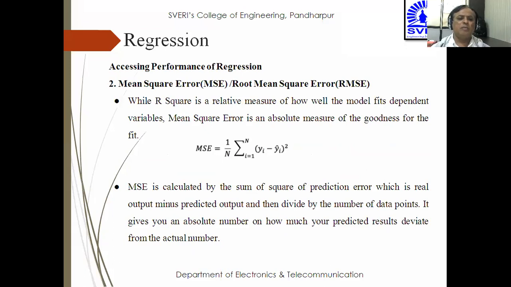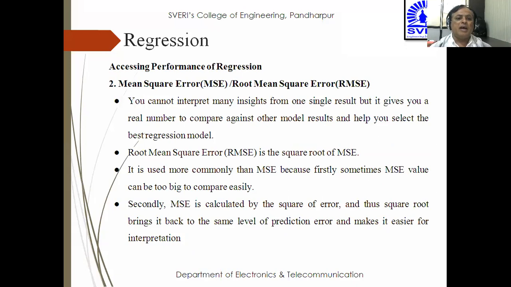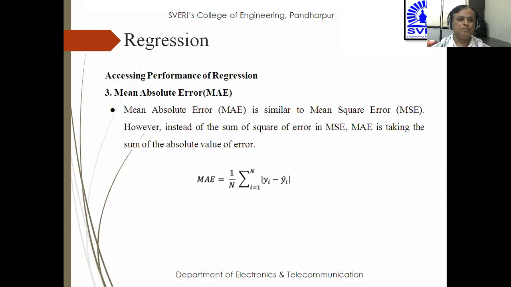This is mean square error. So MSE is equal to 1 by n times the summation of (yi minus y cap) whole square. MSE is an absolute measure of the goodness of fit. It is calculated by the sum of the squares of prediction error, which is real output minus predicted output, and then divided by the number of data points. The RMSE, root mean square error, is nothing but the square root of MSE. Since MSE is calculated from the square of error, the square root brings it back to the same level as the prediction error and makes it easier for interpretation.